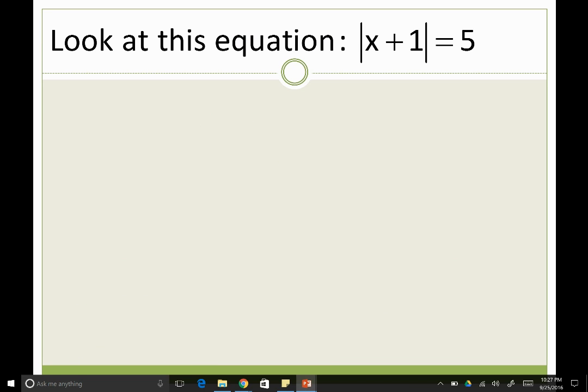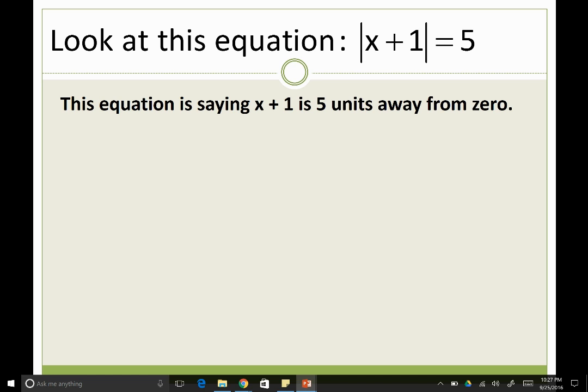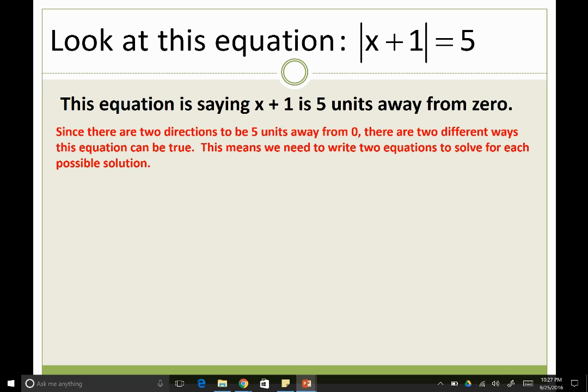All right, well, let's look at it when our equation gets a little bit more complex here. So now we don't just have an x inside the absolute value bars, we have an x plus a constant inside our absolute value bars. But we're going to approach this the same way. This equation is saying x plus 1 is 5 units away from 0. Well, that means we could go 5 units to the right or 5 units to the left because there's 2 different ways for this statement to be true. And what that's telling us then, because there's 2 different ways that this can be true, we're going to have 2 different solutions, which means we need to have 2 different equations to find those solutions. So let's look here.